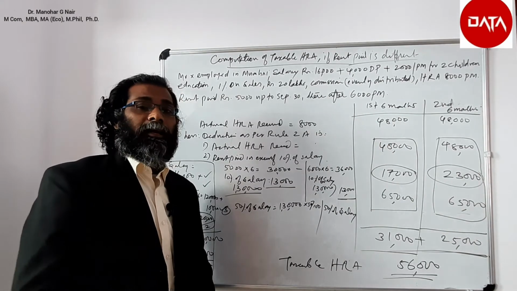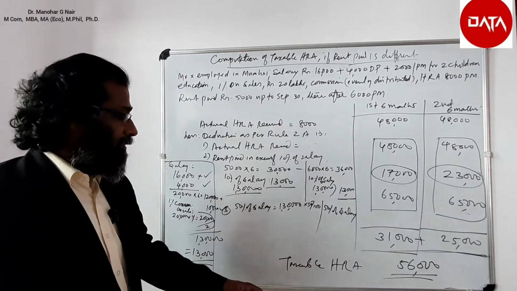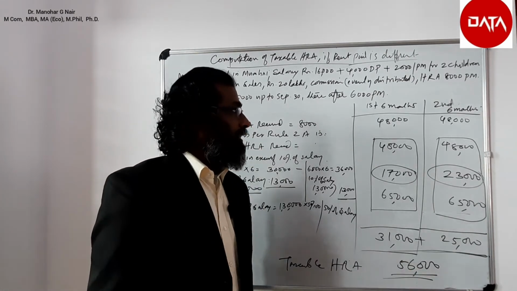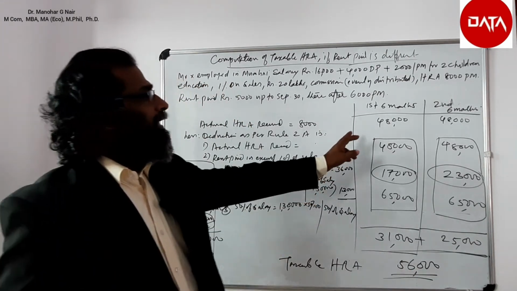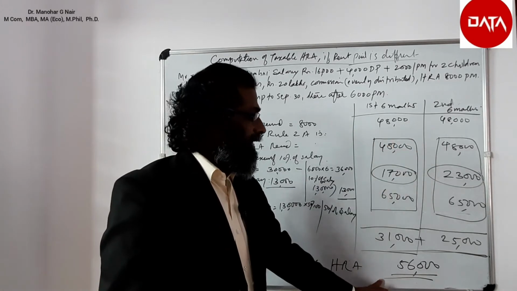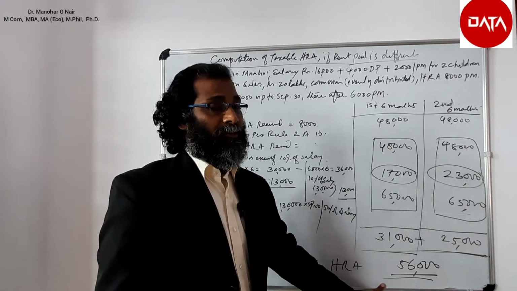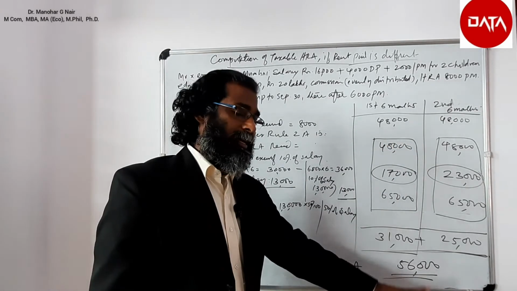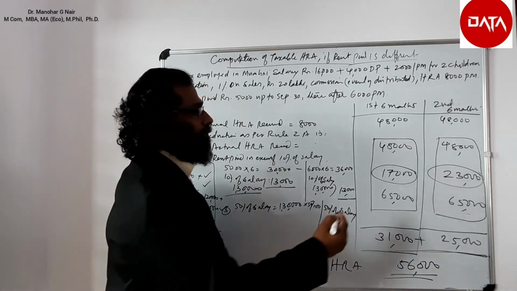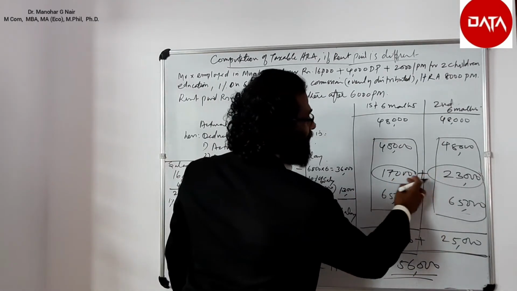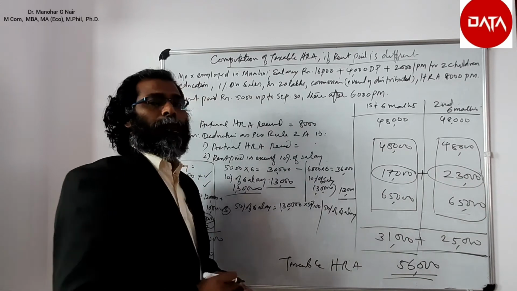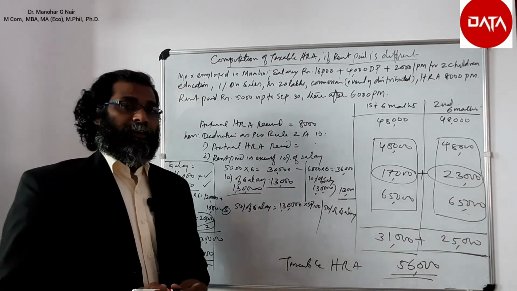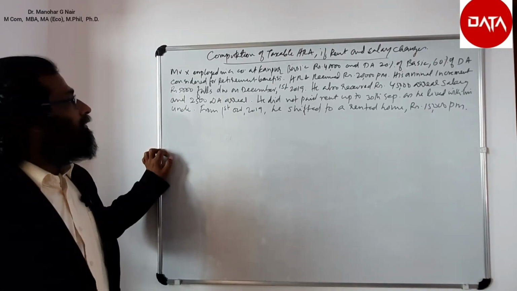The total HRA taxable portion during this previous year is 56,000. Out of 96,000 received, he has to pay tax on 56,000. The balance 40,000 is exempted. The exempted total portion is this plus this, 17,000 plus 23,000, that is equal to 40,000. Hope this is clear. Let us practice another question.